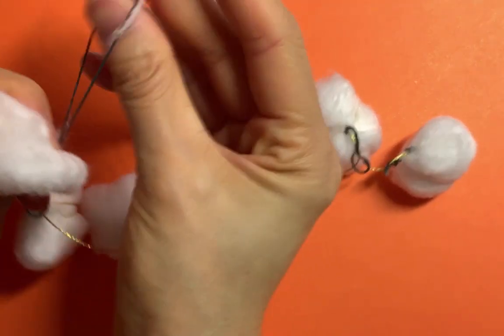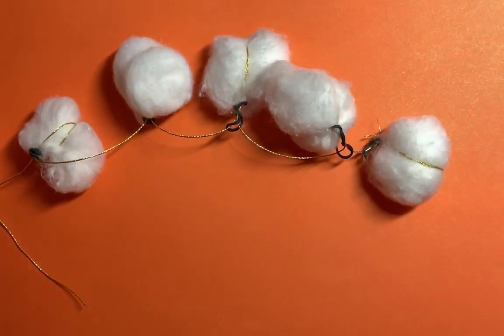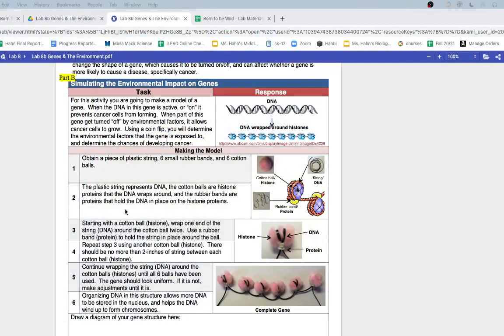All right, beautiful. Okay, so there's our 6 histones. Let's see what we're supposed to do.